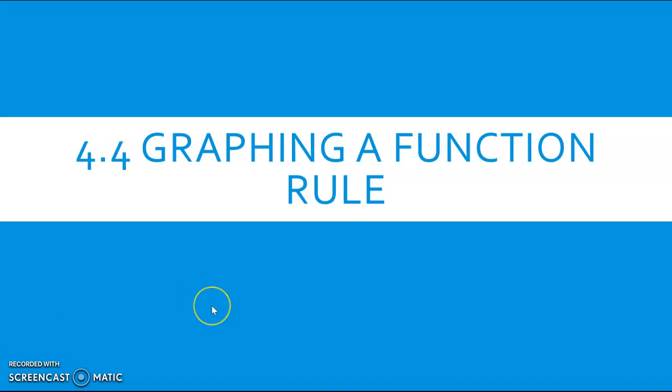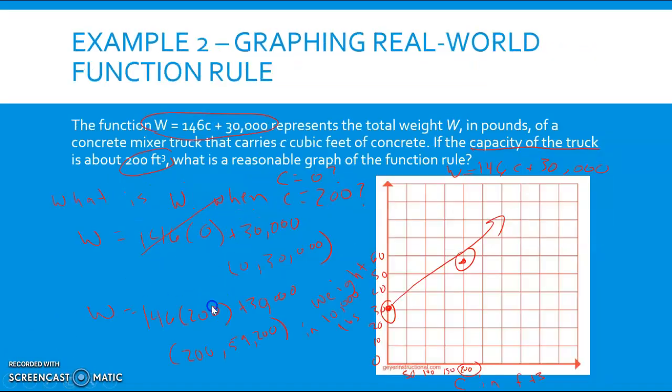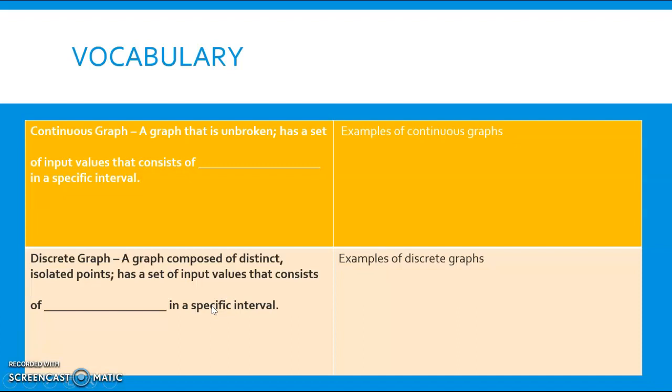And welcome back to 4.4. Let's move into vocabulary over continuous and discrete graphs. That's what we'll be talking about next. And then we will do some kind of weird nonlinear function rules. Okay? So let's take a look at kind of what it means to be continuous or discrete.